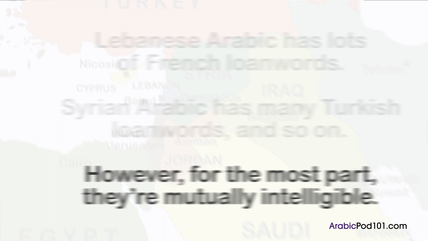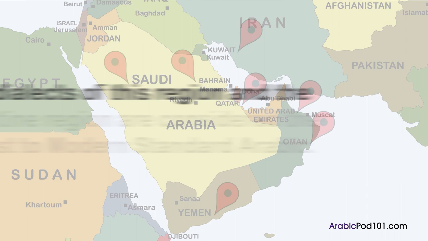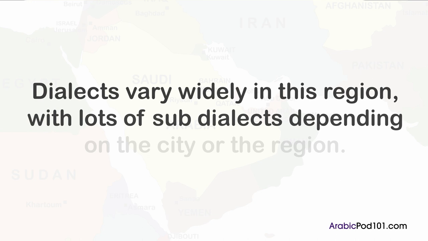Next, we have the Gulf region dialects, which are spoken in Saudi Arabia, Bahrain, Oman, Kuwait, UAE, Qatar, and Yemen. The dialects of this region and the Levantine region are considered the closest to modern standard Arabic. There are still quite a few differences, though. Dialects vary widely in this region, with lots of sub-dialects depending on the city or the region.